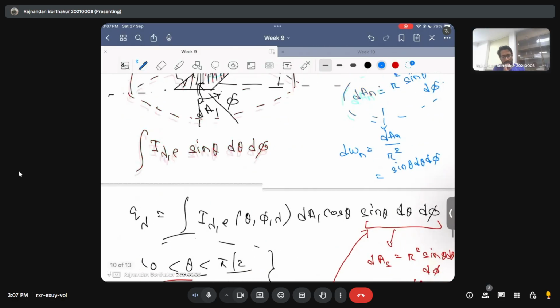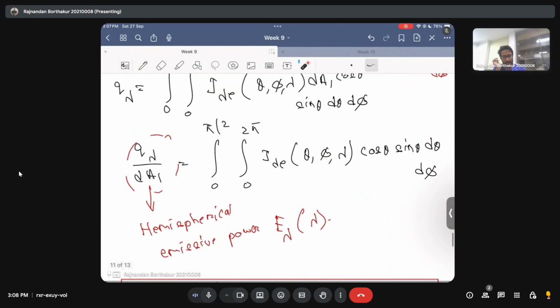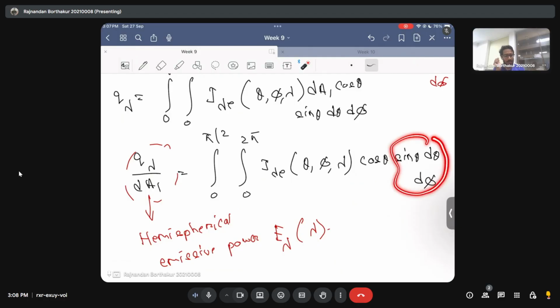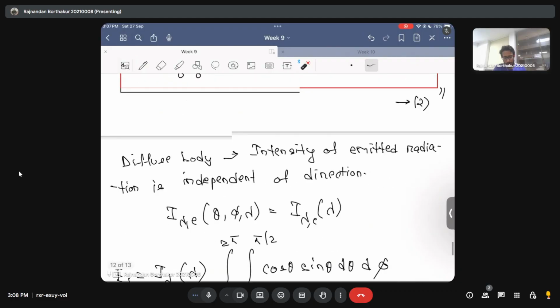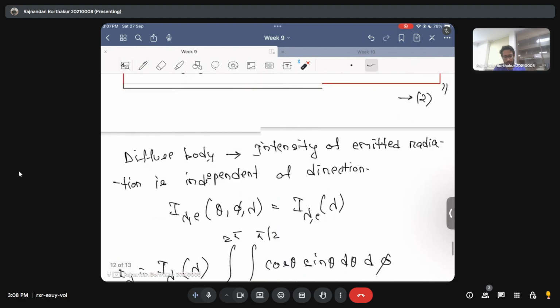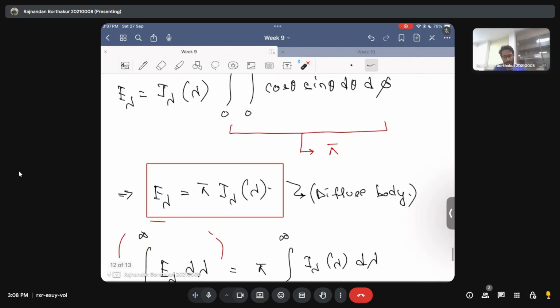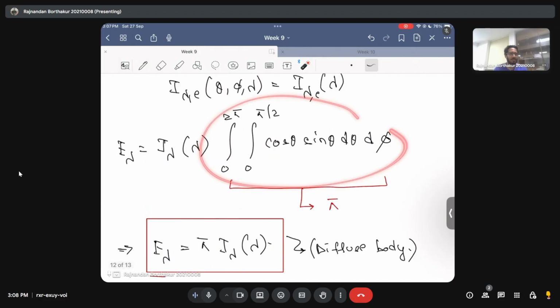Okay, and the cos theta factor comes because we are looking into an area which is normal to dA1, and that's the reason why in this integral you get sine theta d theta d phi, which is a solid angle, and this dA1 is just the normal direction basically. Okay, so I hope this is clear, and this is what we looked into in the last class. And then we saw the special case of a diffuse body where we said that the intensity of radiation is independent of direction, and then we integrate this over the surface of the hemisphere to get this factor pi.